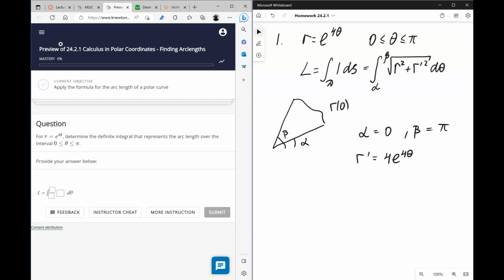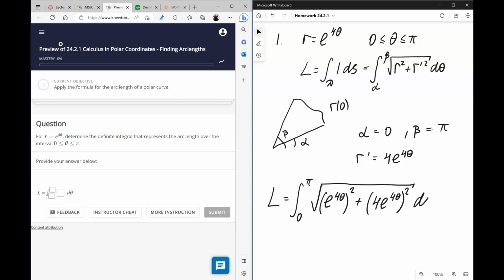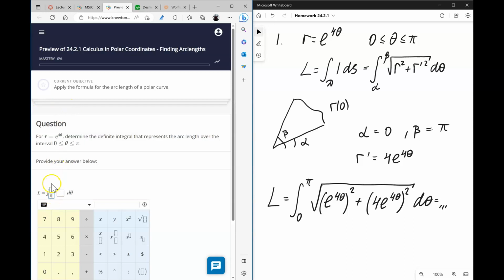So the integral representing the arc length is the integral from 0 to pi, square root of r squared plus derivative of r squared d theta. This is the integral, and we're not supposed to find it, so let's just go ahead and enter this setup.